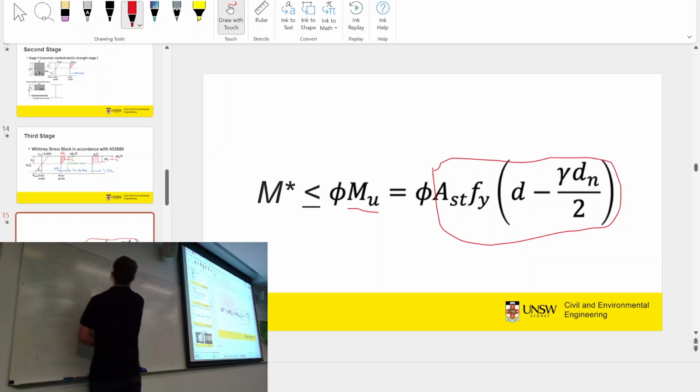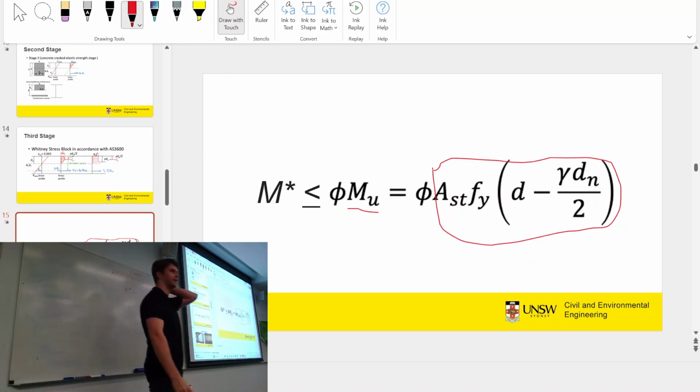When you take your beam and it's got some UDL on it, say it's like 5 kilonewtons per meter. Does anyone know what M star is for a simply supported beam? From your statics or anything like that?